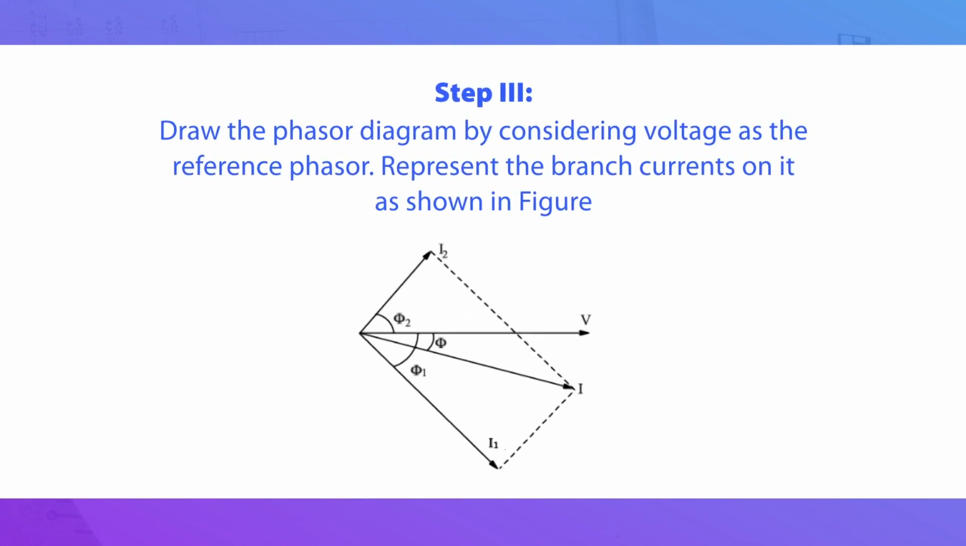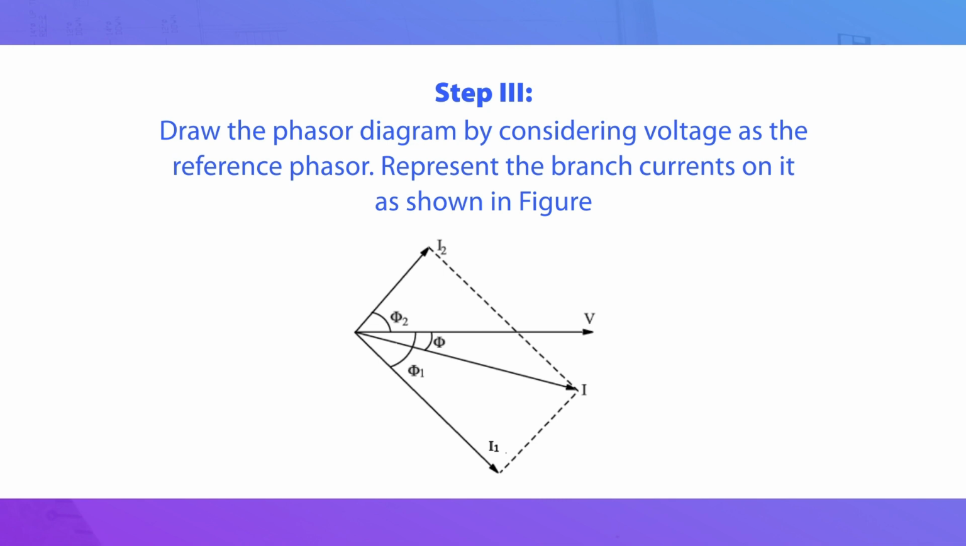Step 3: draw the phasor diagram by considering voltage as the reference phasor. Then represent the branch currents on it as shown in the figure. Here you can see, because it is a parallel circuit, which quantity is the same for both branches? Voltage, because in a parallel circuit the voltage is the same for the two branches, so this voltage is common. Whatever quantity is common for the two branches should be taken as the reference vector. So we are considering voltage as the reference vector, which has been shown on the horizontal axis.